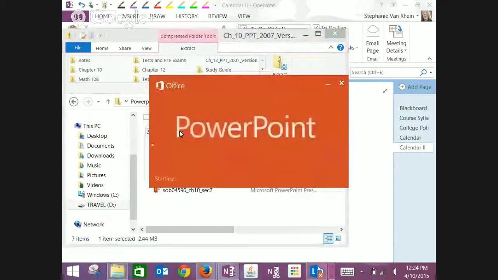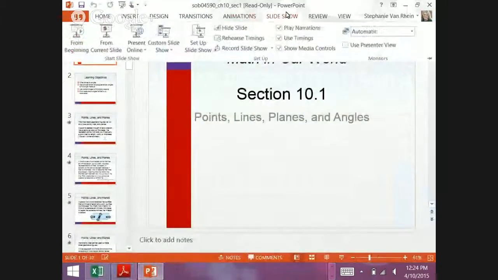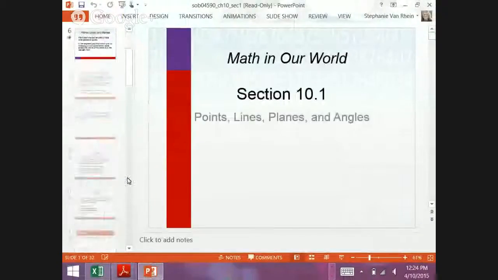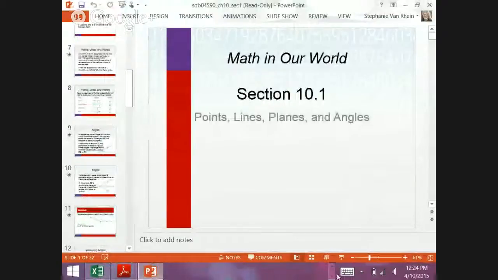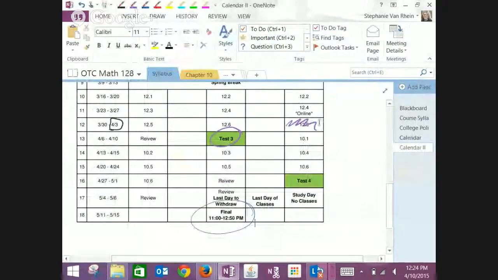So let's look at 10-1. 10-1 will probably go pretty fast, and I gave you a lot of words on that handout. What do I have? Yeah, 10-1 today.